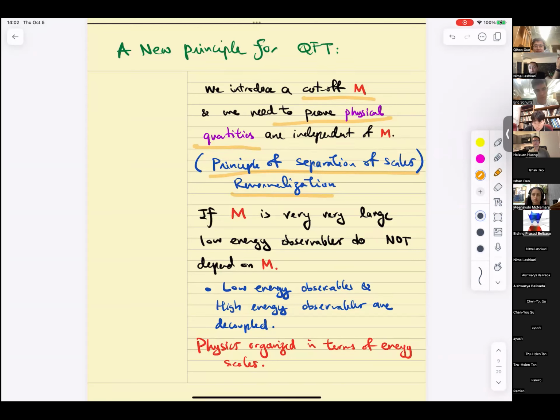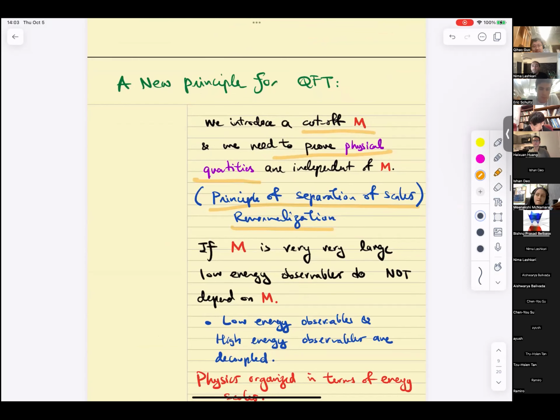We don't really know what the physics deep in the UV is. So you might as well say there's nothing in the UV, just cut it off. But the point is that deep in the UV, whatever is going on is going to be decoupled, unrelated with the infrared. This is a principle of separation of scales. So physics organizes itself in terms of energy scales. That's why we think it's a sensible thing to do, to put an arbitrary cutoff at very, very large scales, and our physical quantities will not depend on this.